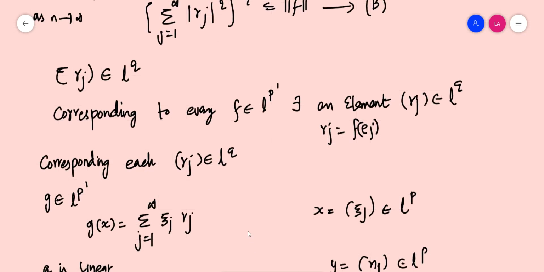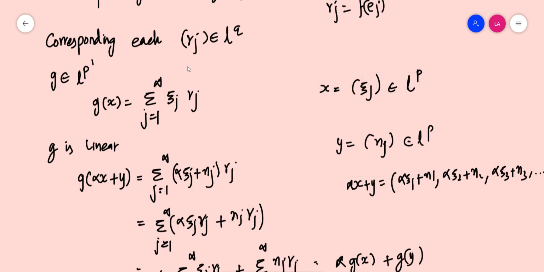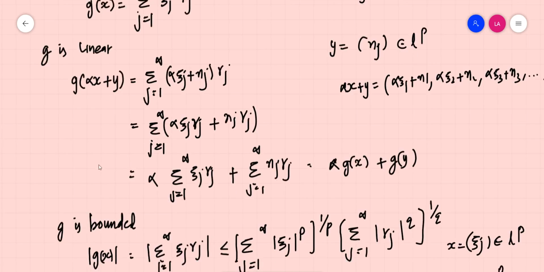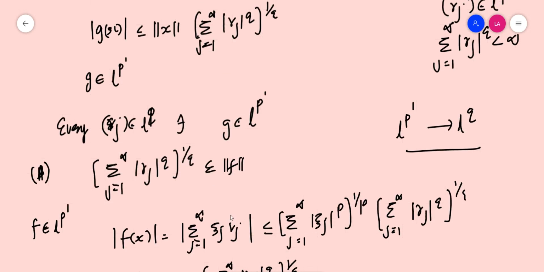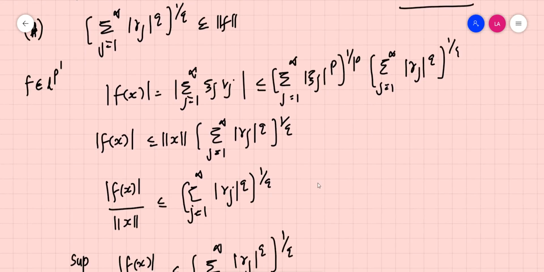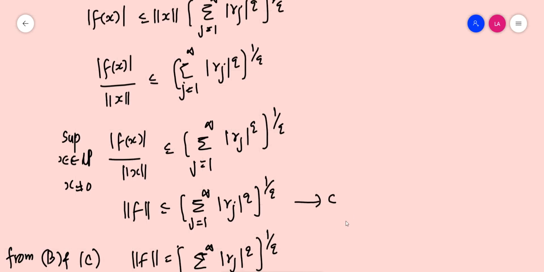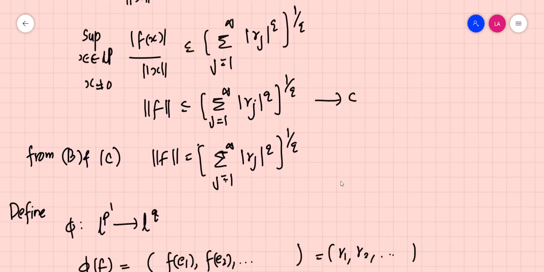Similarly, we will establish that corresponding to every element gamma j in LQ there exists a linear functional which is defined on LP using this sum. We proved that g is linear and g is bounded using Holder's inequality, and we have to have this equality of norms as well. For that, we use the Holder's inequality for an arbitrary linear functional and establish the equality. Norm f should be equal to summation j is equal to 1 to infinity modulus of gamma j the whole raised to q the whole raised to 1 by q.